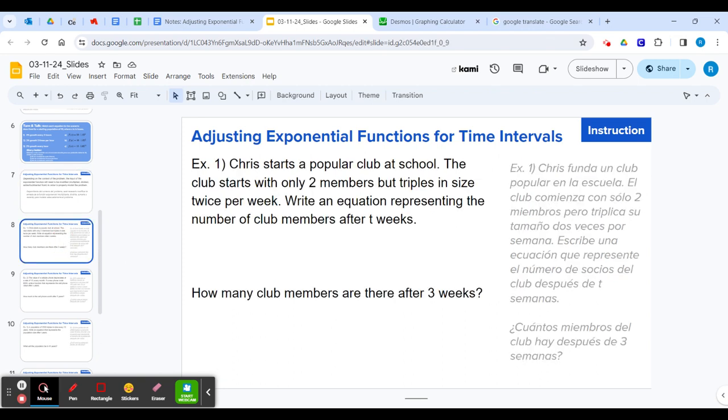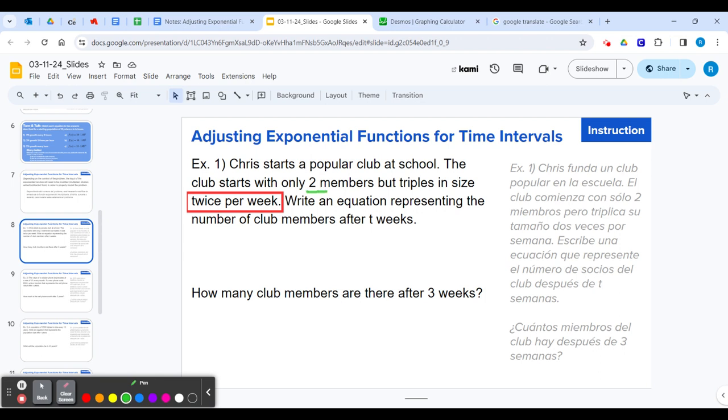Chris starts a popular club at school. The club starts with only 2 members but triples in size twice per week. Write an equation representing the number of club members after t weeks. And the thing that is going to throw us off more so than previous problems is this whole statement, twice per week.